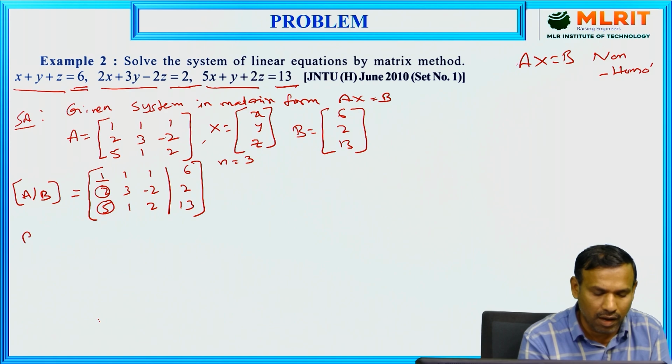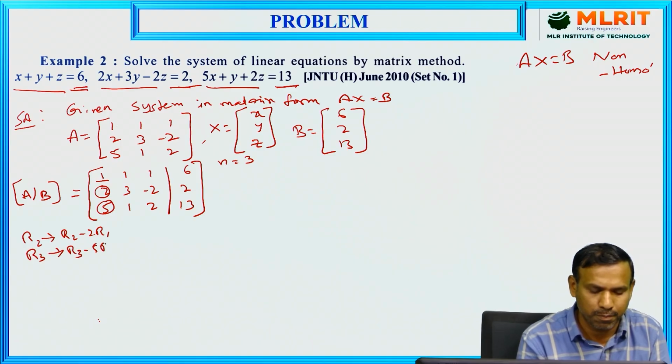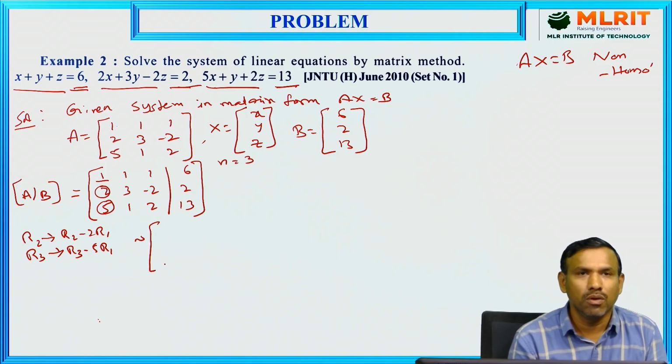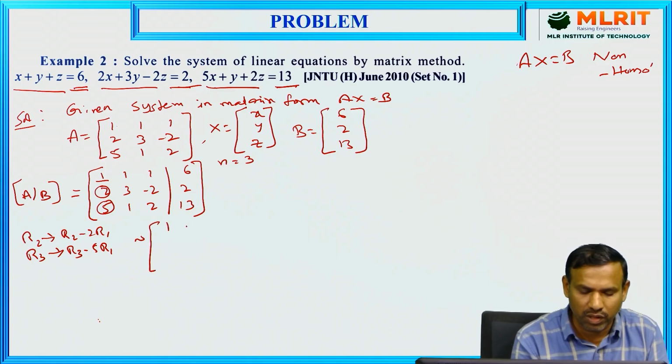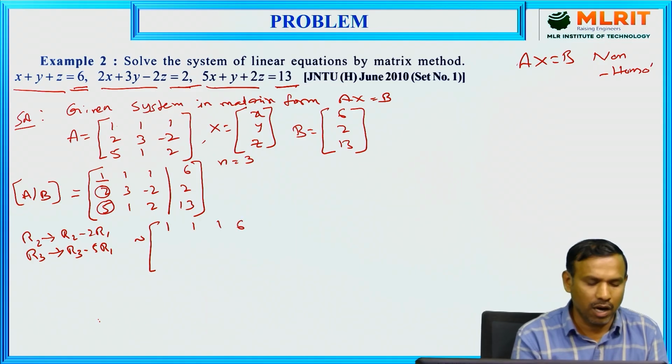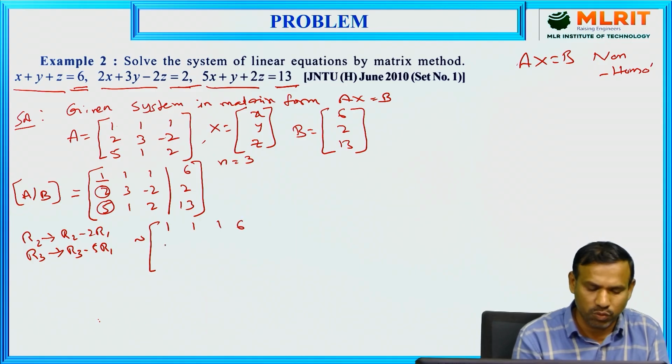So that is R2 implies R2 minus 2R1, R3 implies R3 minus 5R1. So A by B is equivalent to: first row no change, since we are using the first row 1, 1, 1, 6. Second row R2 minus 2R1: 2 minus 2, 0. 3 minus 2, 1. 1 minus 2, minus 4.